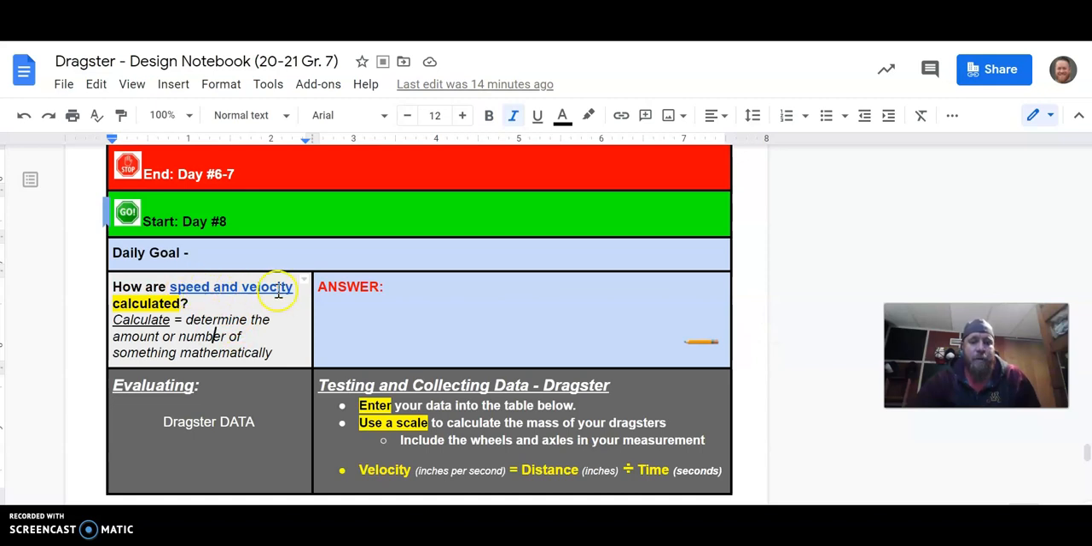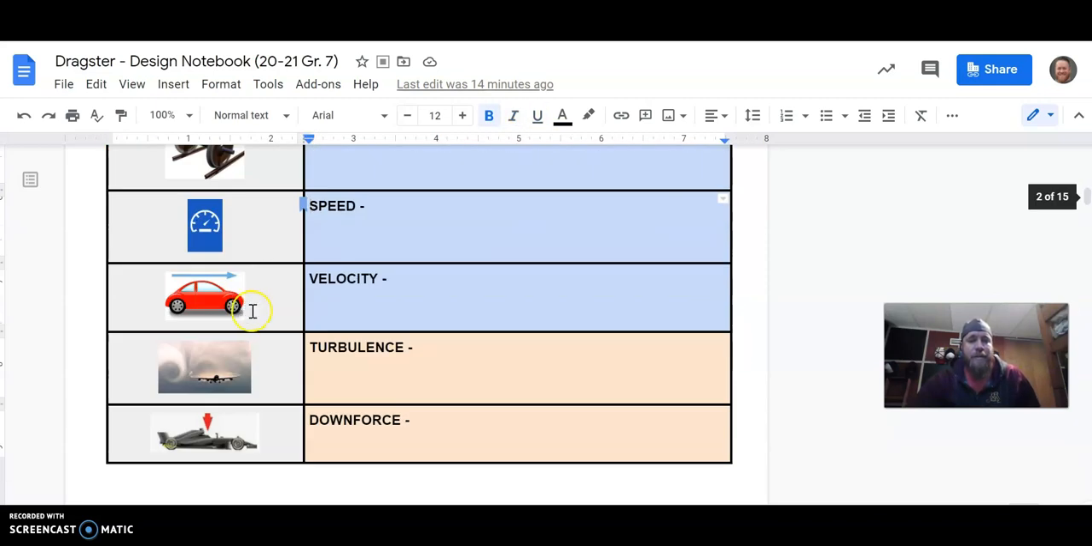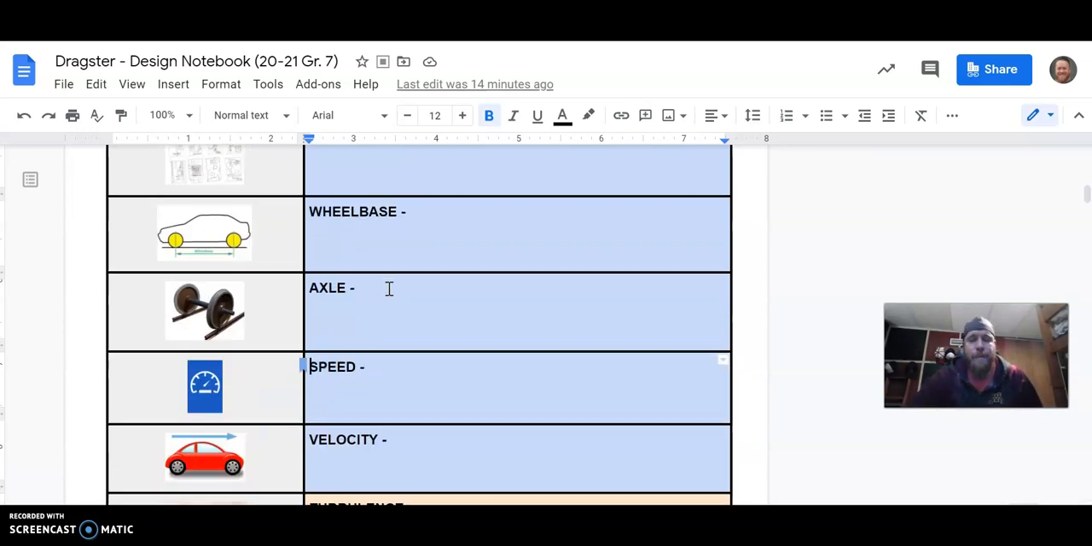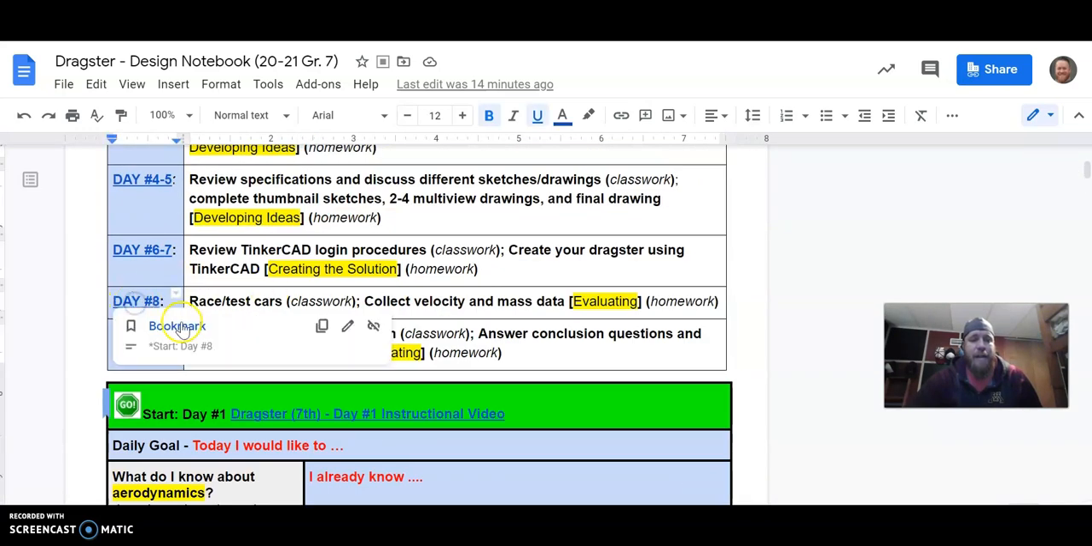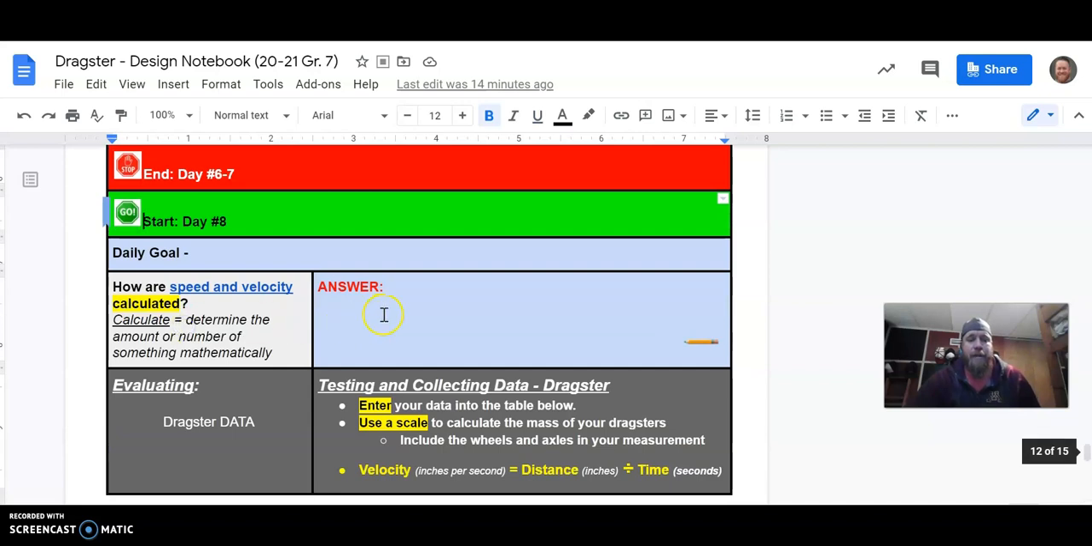If I can't remember what speed and velocity are, I can click on this bookmark, and that will take me right back up here to our vocabulary. So you can go back to those definitions from the first day of this project to remind yourself of what speed and velocity are. All right, I'm just going to go back to day number 8 the quick way, and click on that bookmark right there.